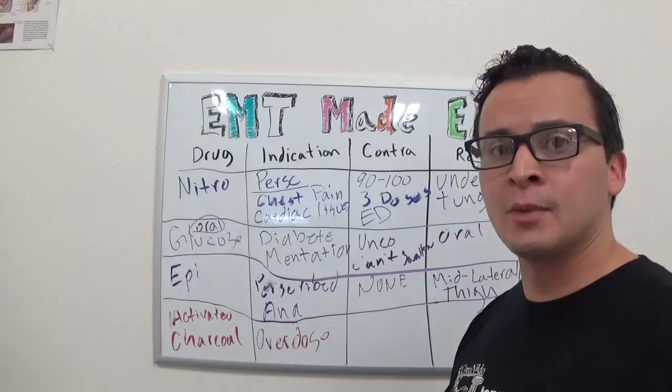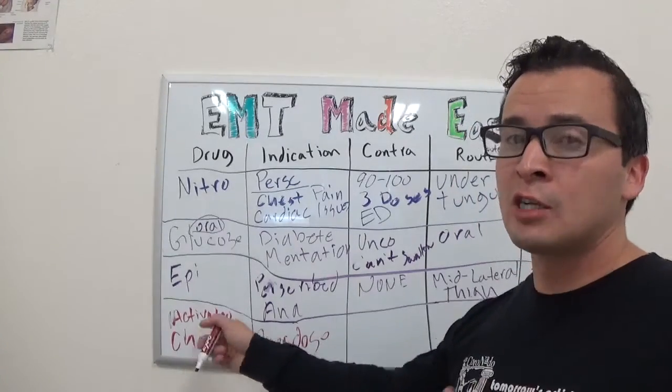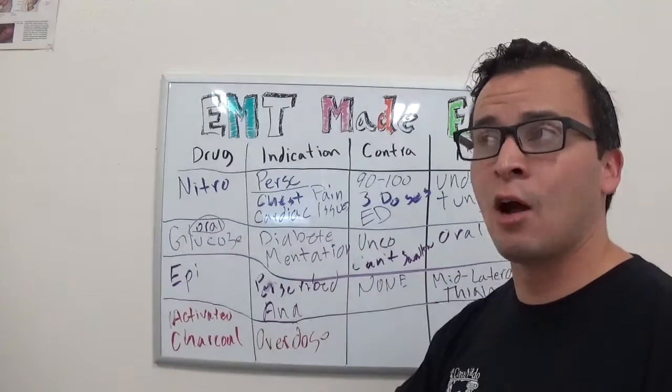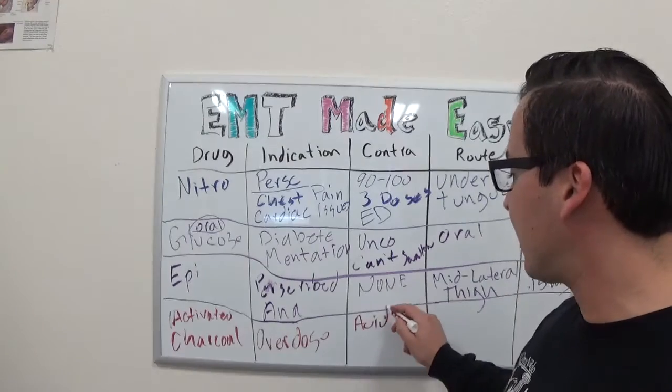if it's an overdose, but they swallowed an acid, something that's gonna burn on the way down. Because if you give activated charcoal, there is a good chance that they might throw up, and then it's gonna burn on the way back up. So you're actually causing more damage. So an acid.